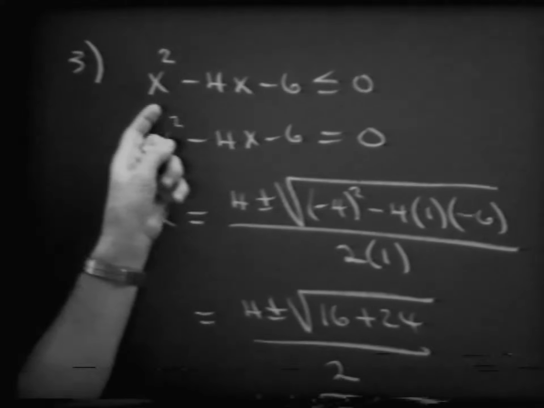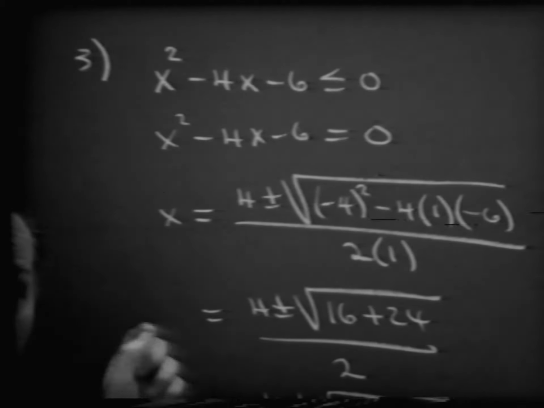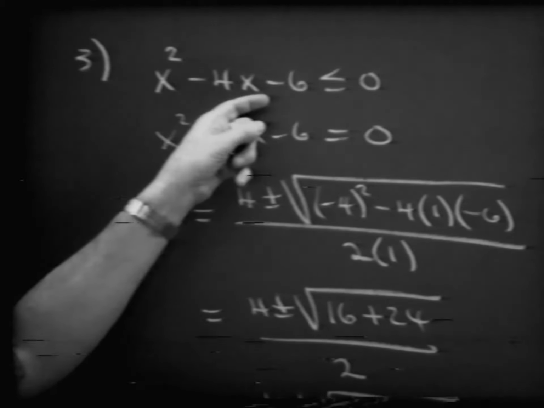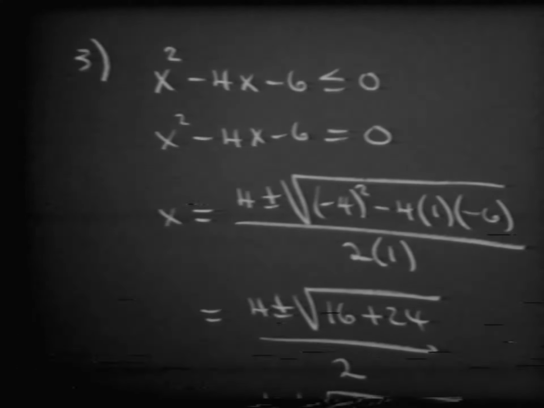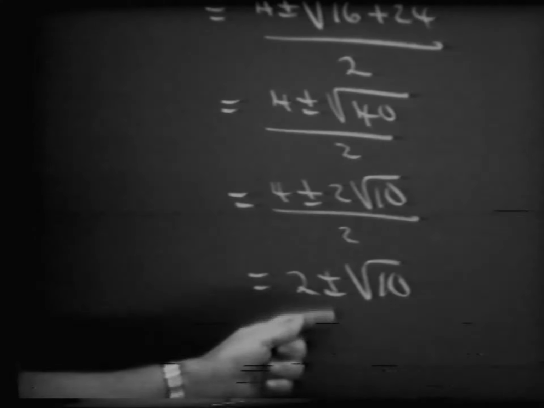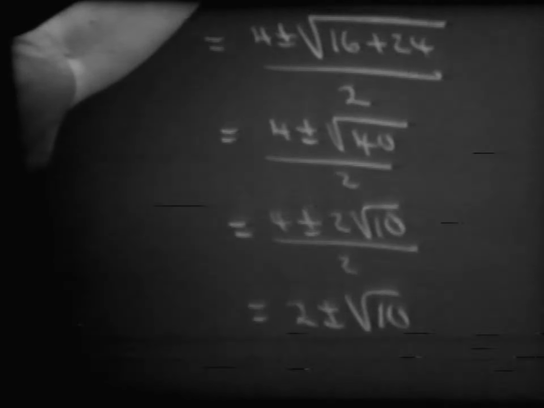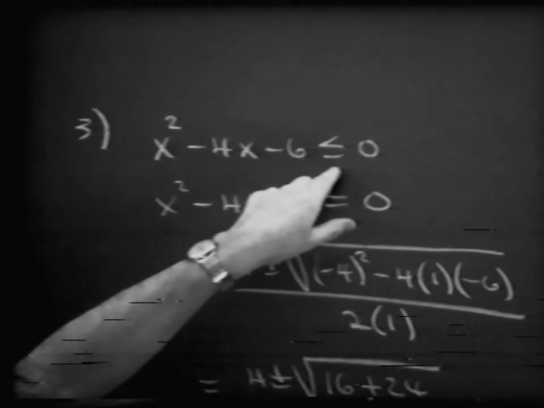Notice now the curve is going to be what? Concave up or down? Up. And the fact that it's going to be concave up, these are our critical points of 2 plus the square root of 10 and 2 minus the square root of 10. We're interested in all values such as less than or equal to 0.